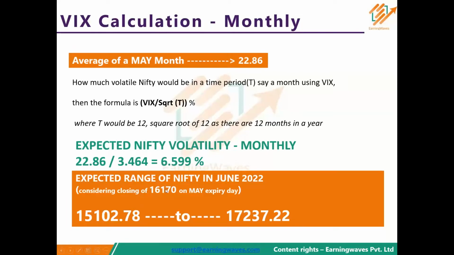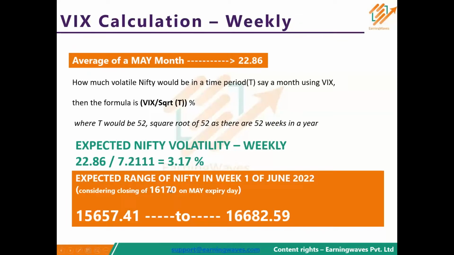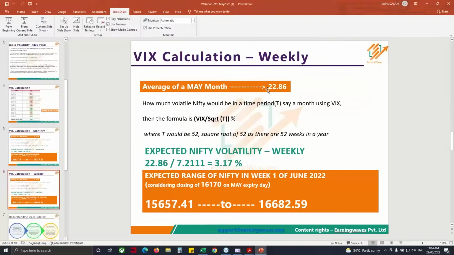Calculating, considering the close of May expiry day 16,117 rounded off, we can get a range of almost 15,600 to 16,600 for the week, first week of June. And for the month, if you go to the calculation, then it will be around 15,000 to 17,000 plus or minus 100-200 points. That gives us the idea that we are going to have a trending move which may happen in coming series.